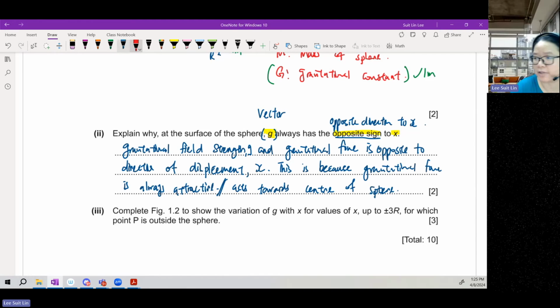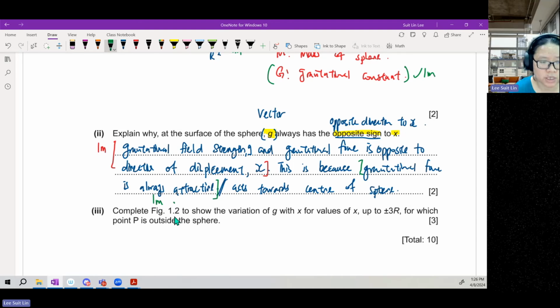So if you show an understanding that the positive negative sign for this one is about direction, this is 1 mark. You mentioned one can already. Either field strength or force is opposite to the direction of displacement, 1 mark. And then the second mark would be gravitational force is always attractive, or they always act towards the center.